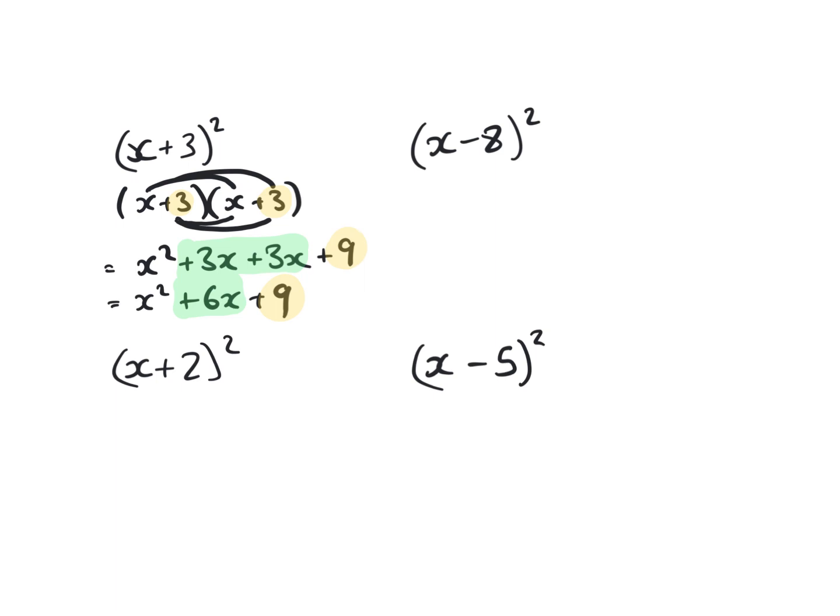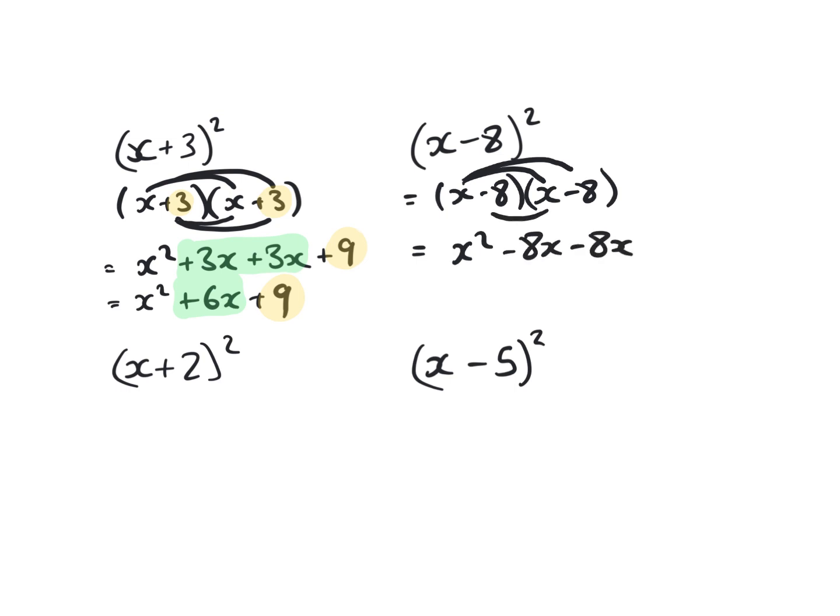We'll do the same with the other one over here, very quickly. First of all, we have x minus 8 times another x minus 8, because we're squaring it, we're multiplying the bracket by itself. That gives me x squared, then x times negative 8, which is negative 8x, and then negative 8 times x, another negative 8x, and then negative 8 times negative 8 gives me positive 64.